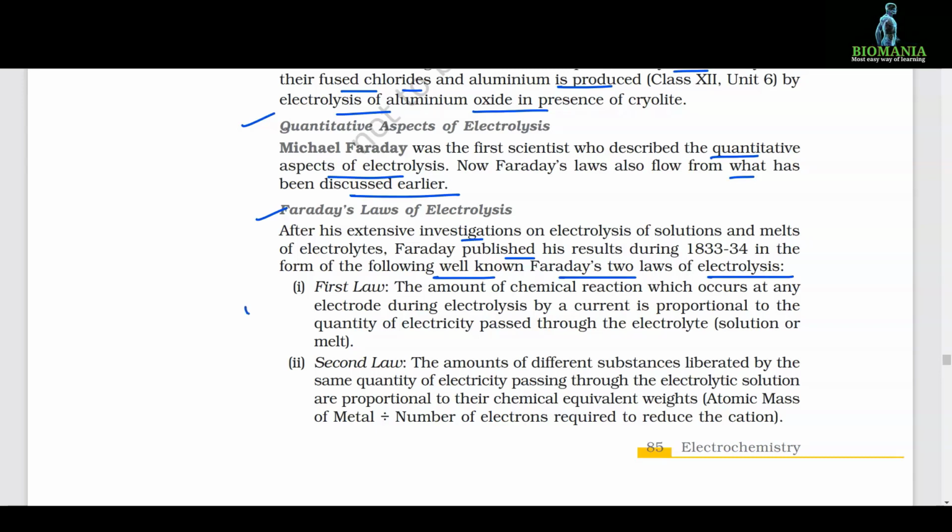Number 1, first law: the amount of chemical reaction which occurs at any electrode during electrolysis by a current is proportional to the quantity of electricity passed through the electrolyte, that is, solution or melt. Now second law: the amounts of different substances liberated by the same quantity of electricity passing through the electrolytic solution are proportional to their chemical equivalent weights, that is, atomic mass of metal divided by the number of electrons required to reduce the cation.